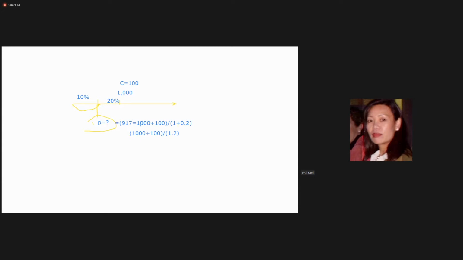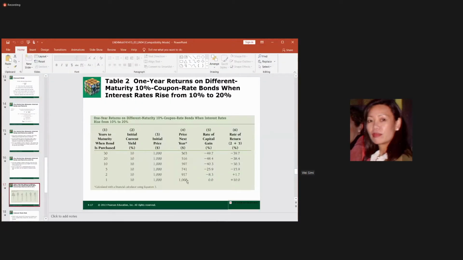Okay, let's go to the other one, the difficult one. Now you can figure it out. This time you need to use a formula. You cannot do the simple one anymore. You need to calculate. How about the last one, the 30-year? Okay, 30-year maturity, same coupon bond, coupon 10%, but interest going up to 20%. You need to put the input in a calculator. So what did you get? This 503.